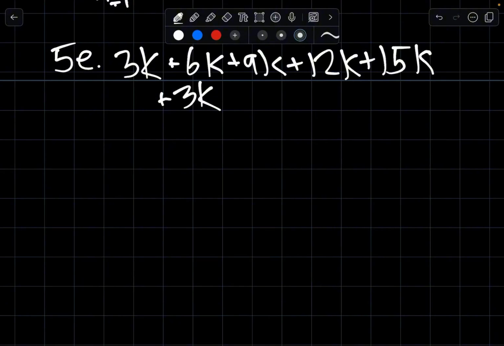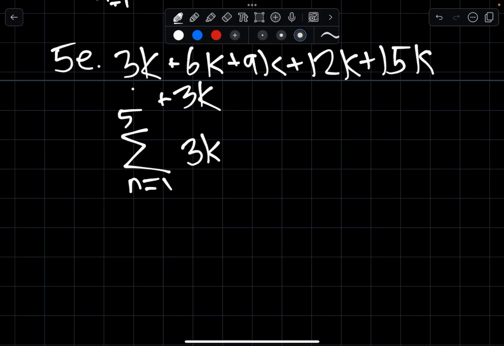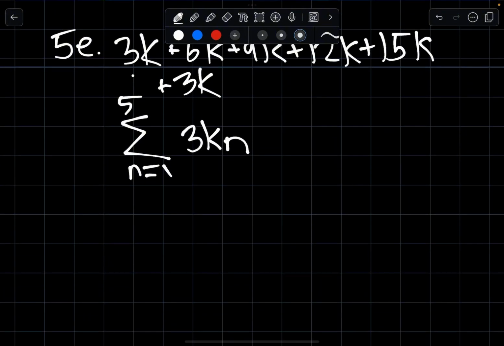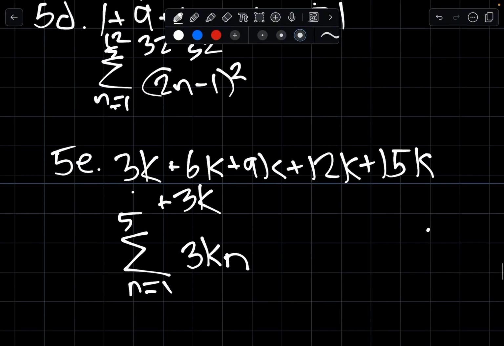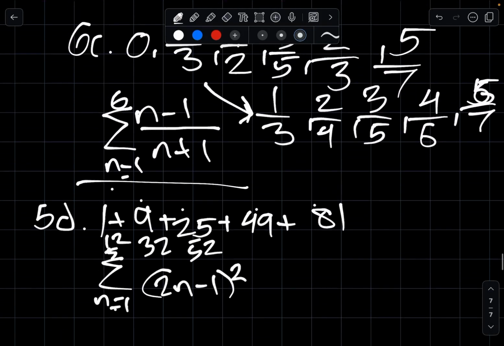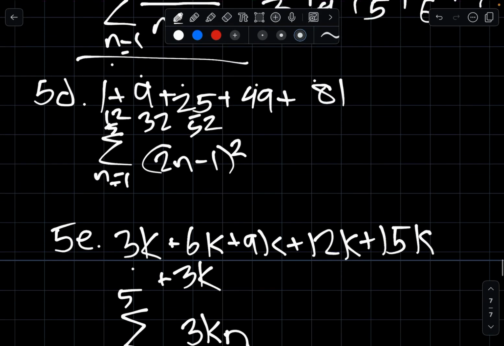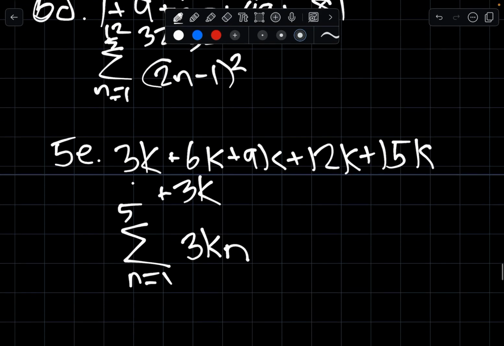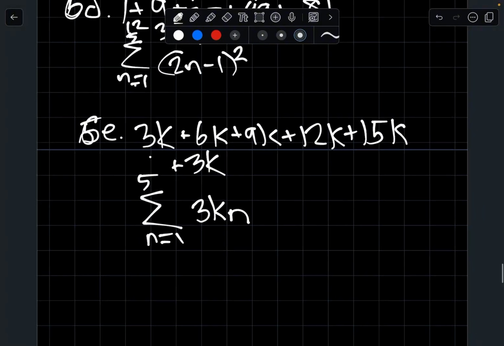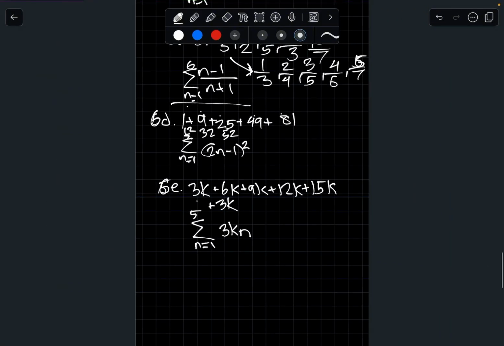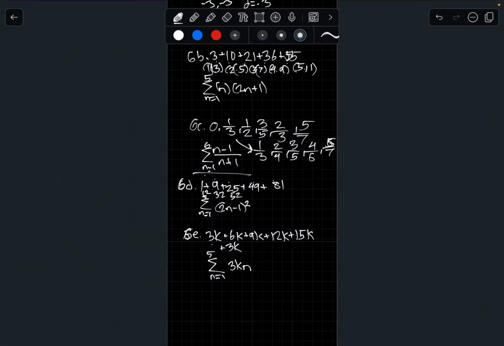So it's going to be a simple arithmetic sequence with 1, 2, 3, 4, 5 terms from n equals 1, 3k times n. Just like that. And, oh wait, did I accidentally make that 5? Sorry about that. This is 6. That's also 6. But that is going to be the end of this exercise.